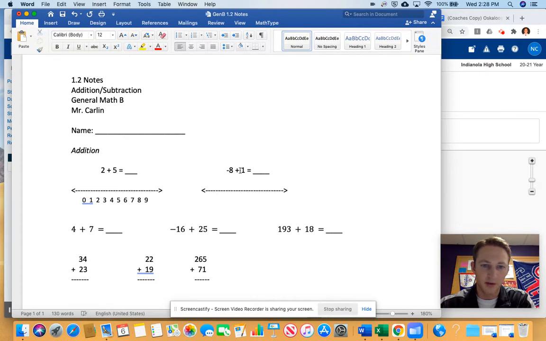If we had -8 plus 1, we would start over here maybe at -8. So if 0 is right here, -8 would be to the left. And we are adding, so we would move to the right 1. And -8 plus 1 is -7.